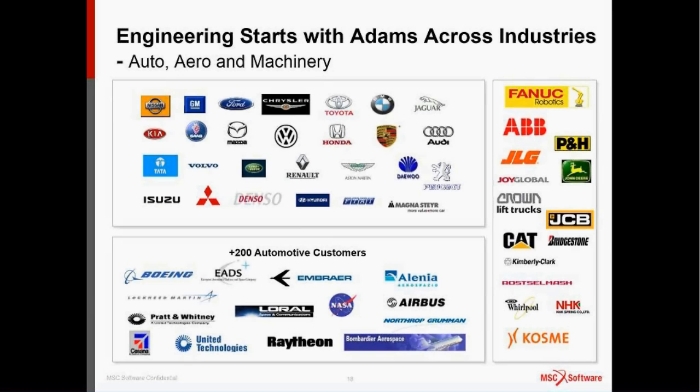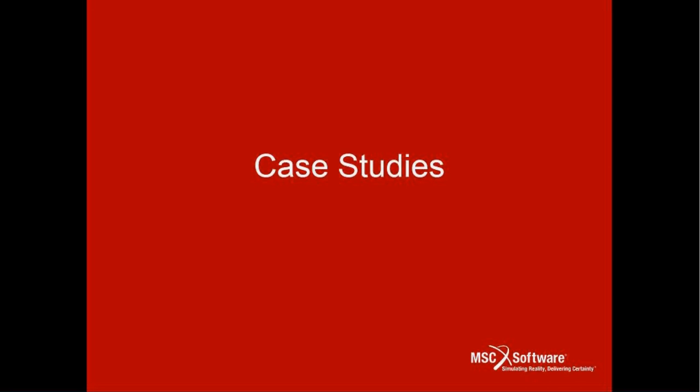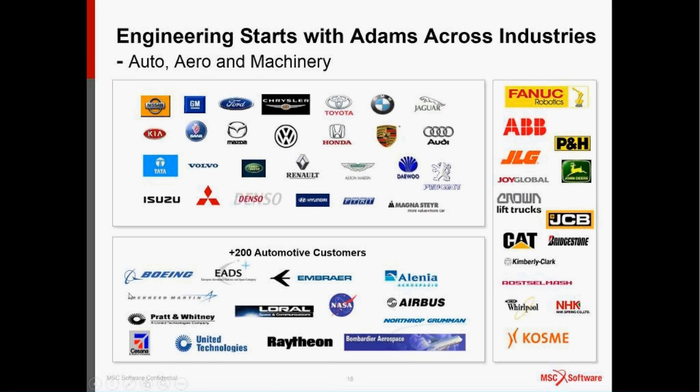Here are some of the companies out there that are leveraging Adams in their design, study, and research and development process. 24 out of the top 25 automotive manufacturers are using Adams. We have all the big aerospace customers, including famous industrial robot companies like FANUC and ABB. They are all using Adams at some of their research centers around the world.